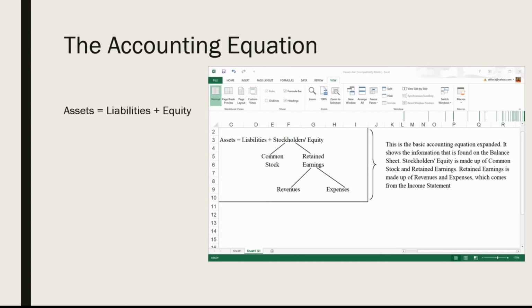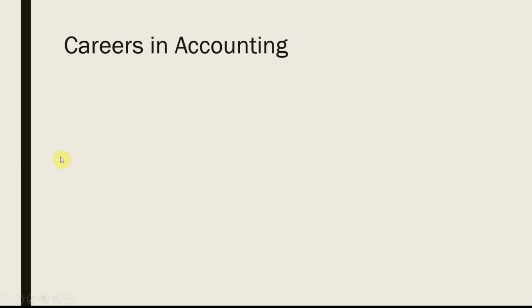I want to talk briefly about careers in accounting. If you're interested in going into the field of accounting, there are several ways that you can go about getting involved. You can become an accountant. An accountant is a person who plans, summarizes, analyzes, and interprets accounting information. A public accounting firm is a business that sells their accounting services to the general public. Then you have private accountants. These are accountants that are employed by a single business.